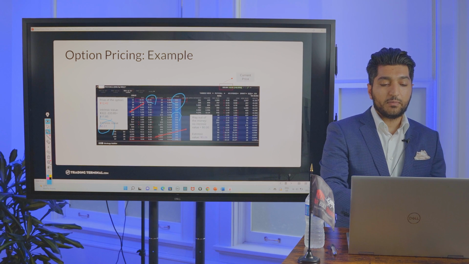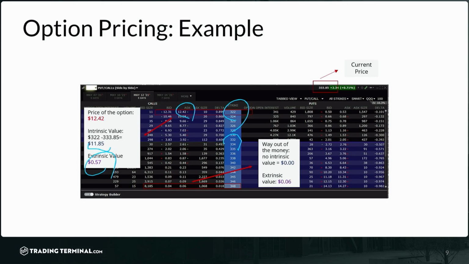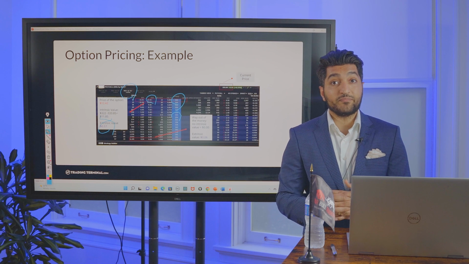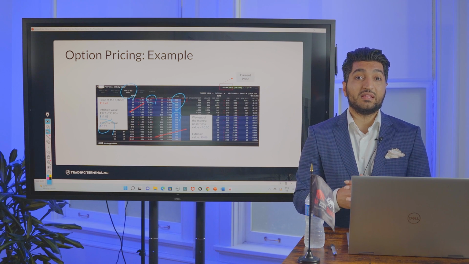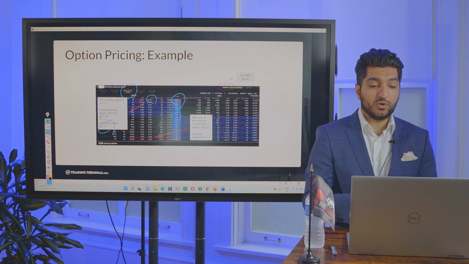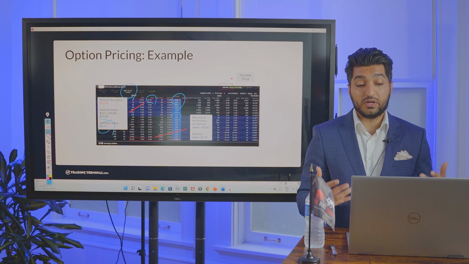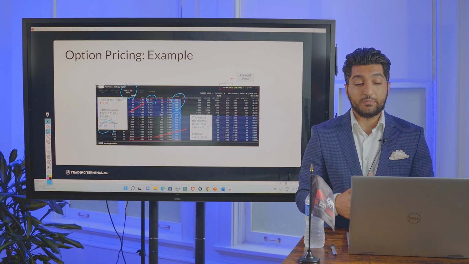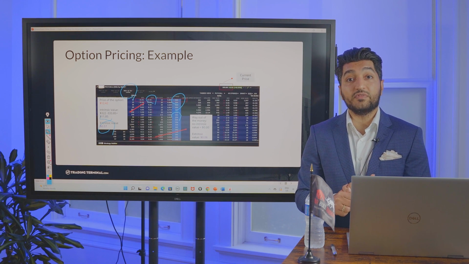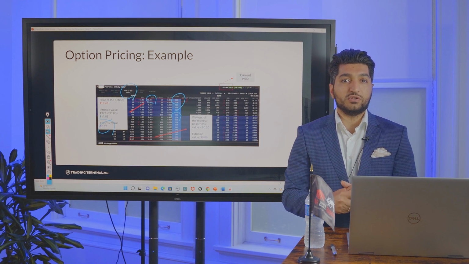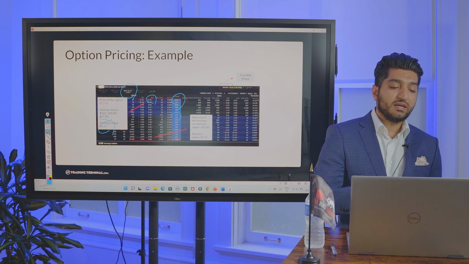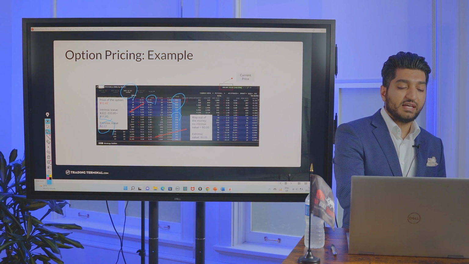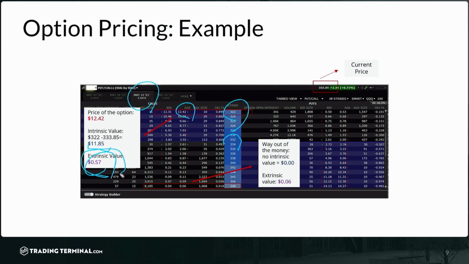Some of it is coming because of time. So this option has 5 days to expiry, and because it has 5 days to expiry, it is very important. It adds value to it. Some of it is because of where the interest rate is at. Some of it might be because the stock is about to pay dividends. So all of these factors play an important role. In this case, it pays 57 cents. All of these factors combined are contributing 57 cents to the price of that option.